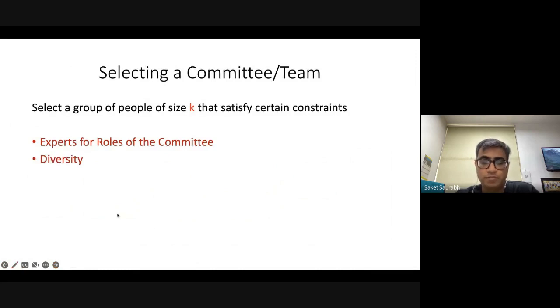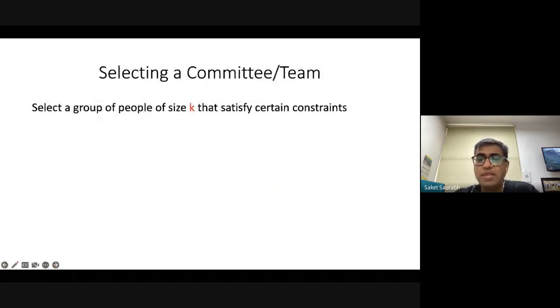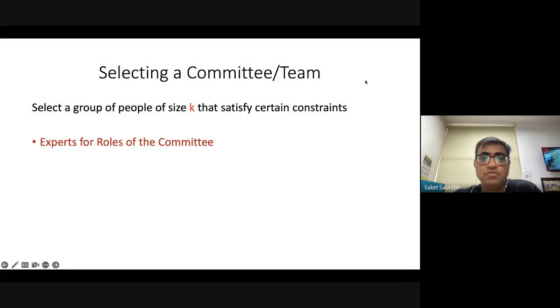So what does selecting a committee basically mean? Selecting a committee means that we are selecting a group of people of size k that satisfy certain constraints, such as you need some experts for the roles of the committee. You're not going to select a committee for anything, right? It is supposed to serve some purpose. So you need to find a set of experts who will do that job for you.